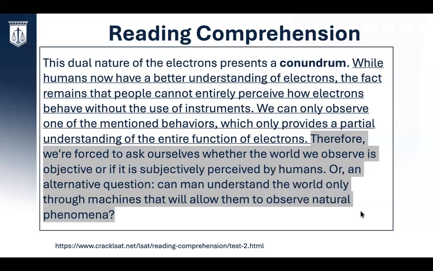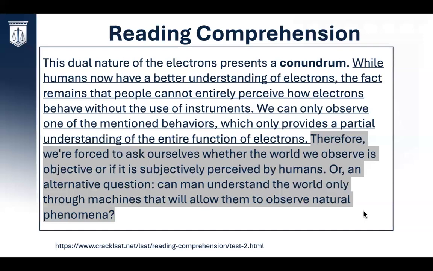Okay, so underlined, the conundrum is underlined. A conundrum, that could go on your vocabulary list if you don't know, is a problem, the question, the confusing thing. So while our proof is this exposition here. While humans now have a better understanding of electrons, the fact remains that people cannot entirely perceive how electrons behave without the use of instruments.